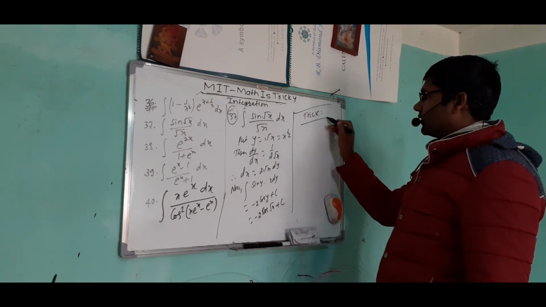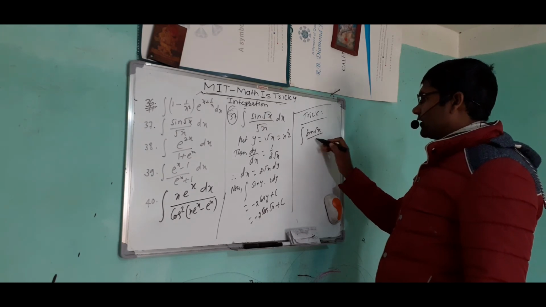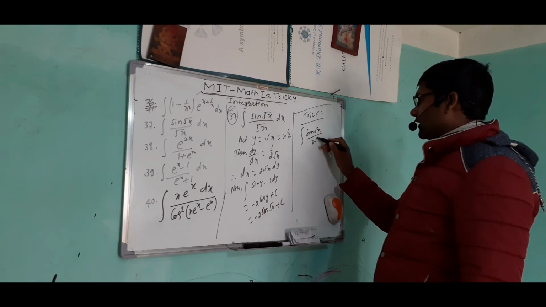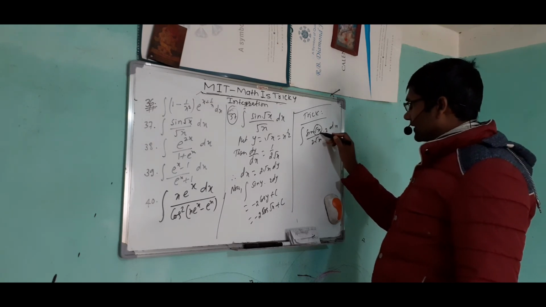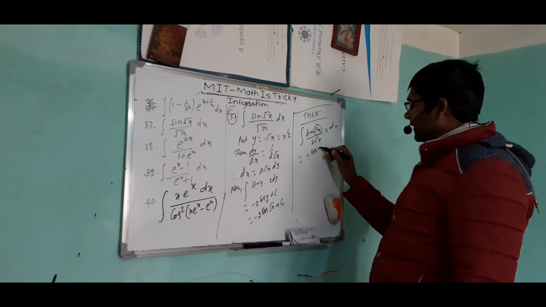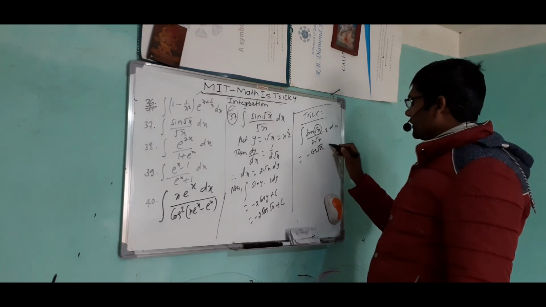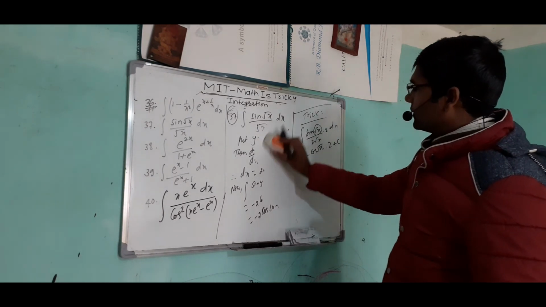So look here how to solve this. sin(root x) / (2 root x) into 2 dx. The derivative of root x is 1/(2 root x), so you can write directly here, the integral of sine is minus cos, and then into 2 plus c. Same thing we have. Okay, hope you understood this.